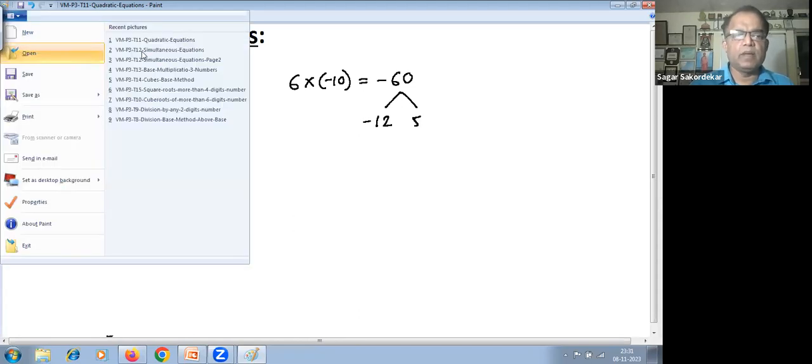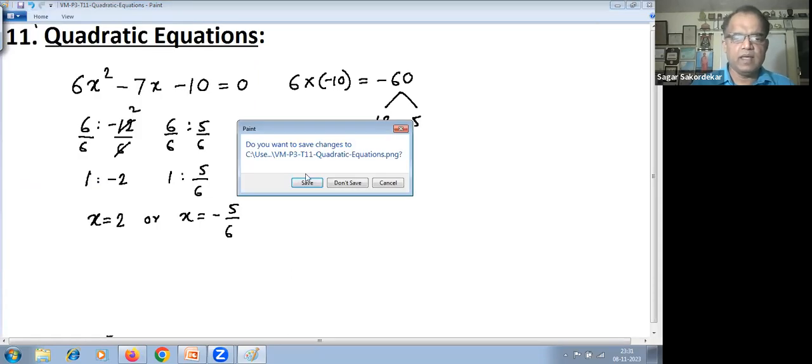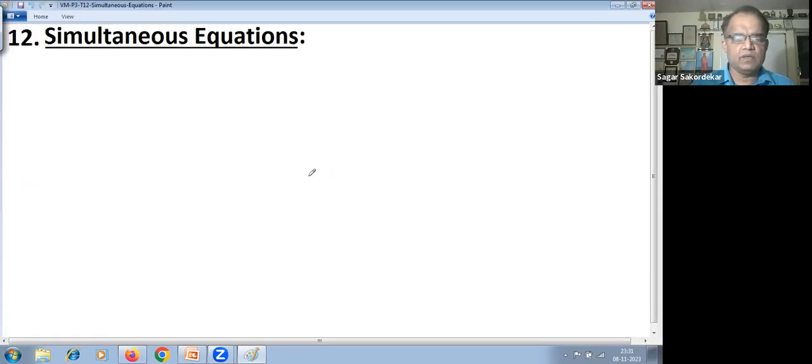We'll go to the next topic, topic number 12, and that is simultaneous equations, or simultaneous linear equations. Two equations will be given with two variables. We want to find values of both variables which satisfy both equations. For example, x plus 2y equal to 8, and the second equation, 3x plus y equal to 9. So there are two equations, x and y are the variables. We want to find values of x and y which satisfy both equations.